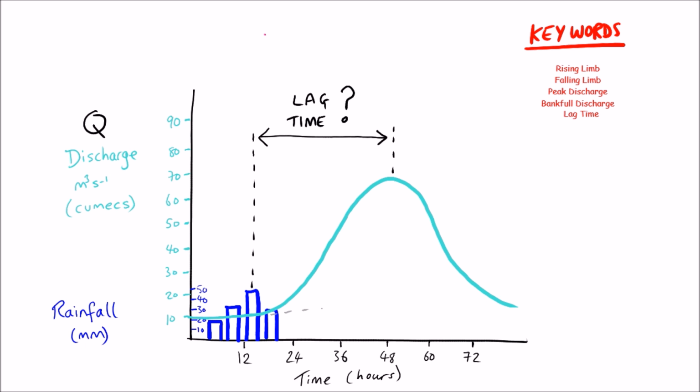So let's draw it onto the graph. This part here, going up very slowly, is the base flow. And you can see that it keeps rising, keeps adding water to the river long after it stops raining.